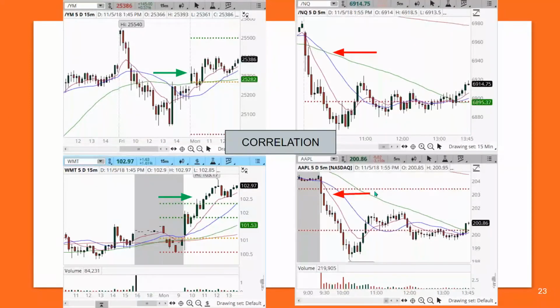Correlation is very important when it comes to trading, and you could see here that sometimes you have divergence. So you don't always have synchronicity, like all the indices going higher or all the indices going lower. So this is something that you need to pay attention to. For example, on this very day, we had earnings from Walmart. Walmart started to pop higher. Walmart is a big component in the Dow, so therefore the Dow started to move a little bit higher in sync with the momentum from Walmart.